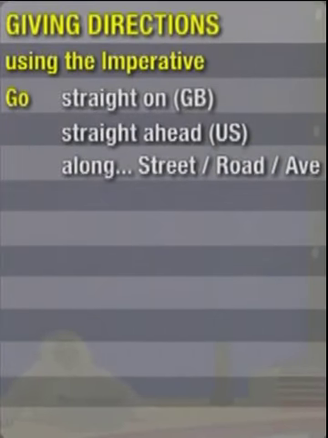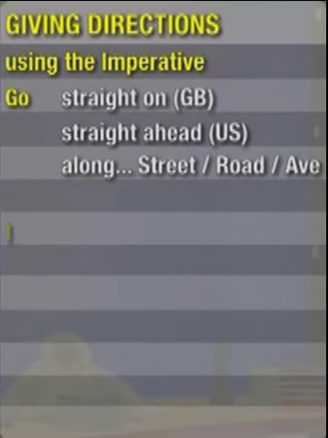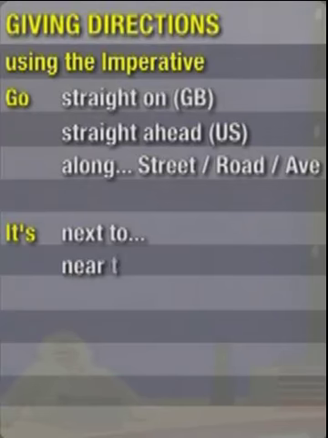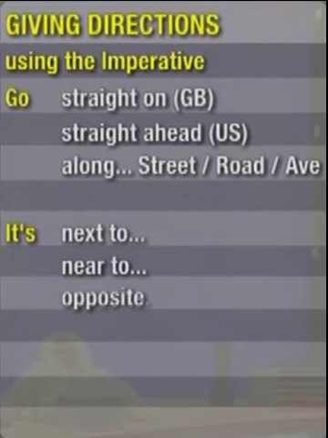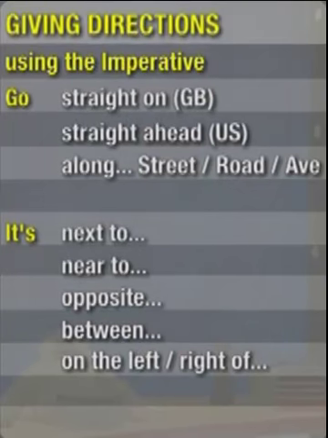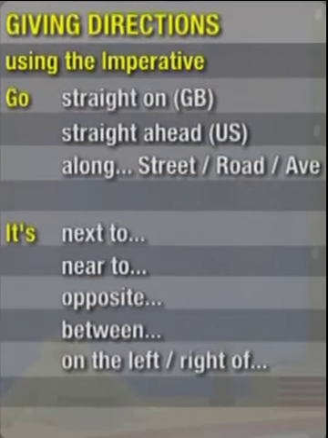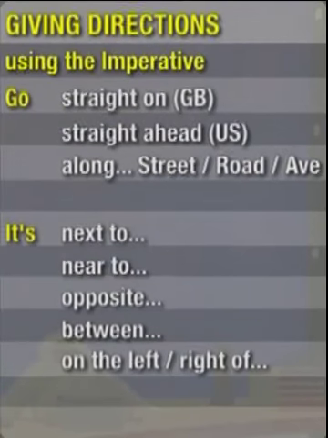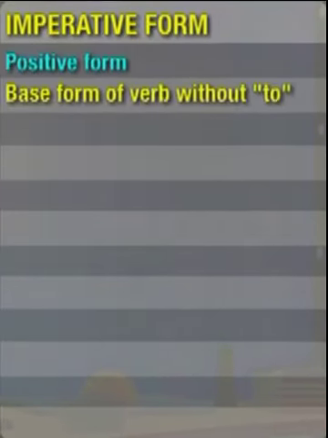Another example. At the end, we can say the position. It's next to, it's near to, it's opposite, it's between, it's on the left, it's on the right. You remember the prepositions that we did at the beginning? Well, that's to indicate the actual spot. Great, so that's giving directions. Let's use some other examples related to the computer and the internet.